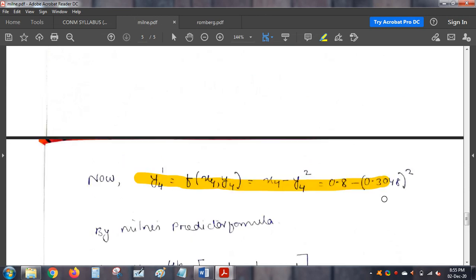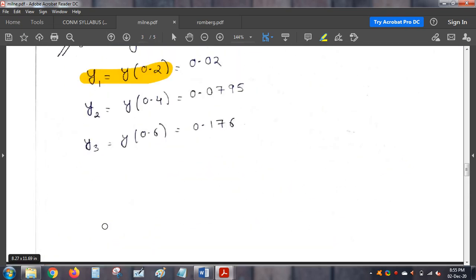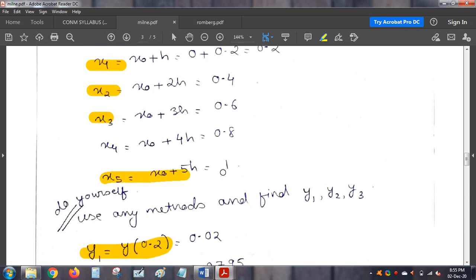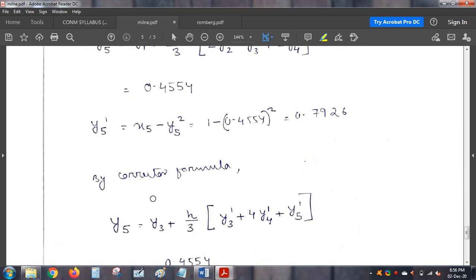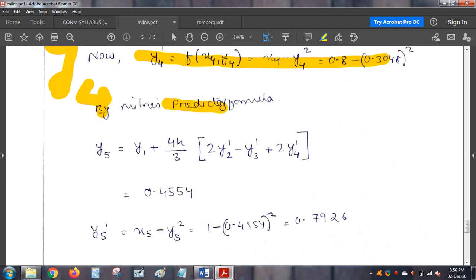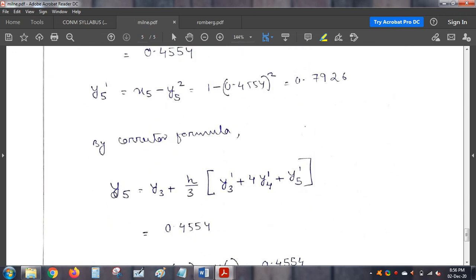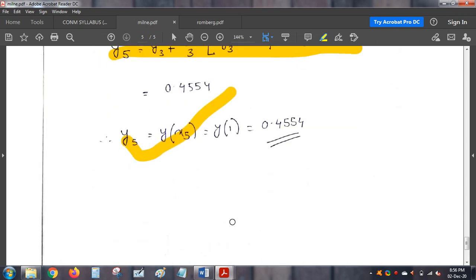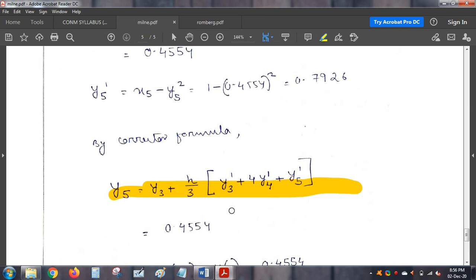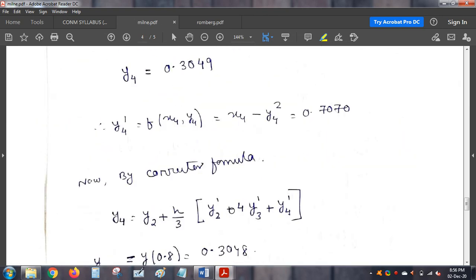So up to now you have calculated y4, but y4 is not your solution. You need to calculate at x is equals to 1, isn't it? So you need to calculate at x is equals to 1, hence you need to calculate y5. So go to y5 now. Go to y5, use the predictor method to calculate your y5. Once you know your y5, correct it using the corrector formula, and then you can easily calculate. So this is the basic Milne's predictor corrector formula. Just go through the numerical.